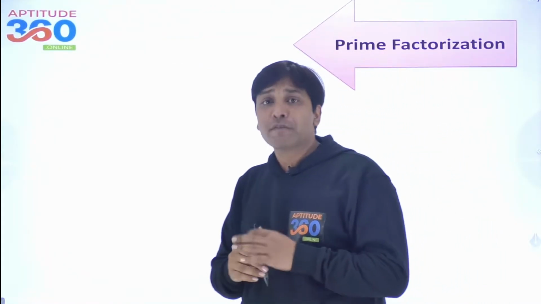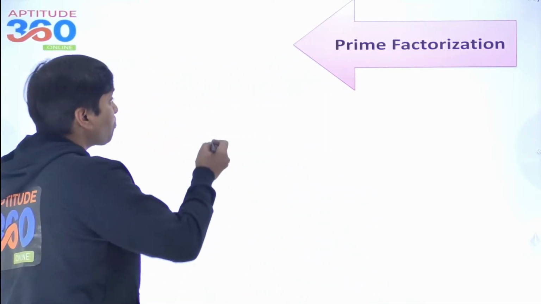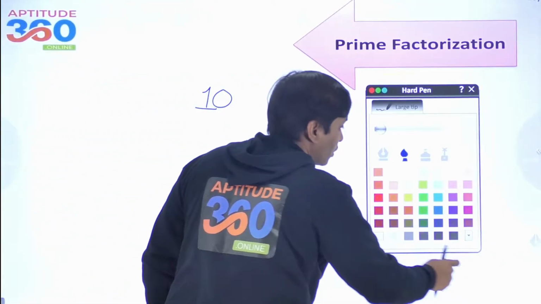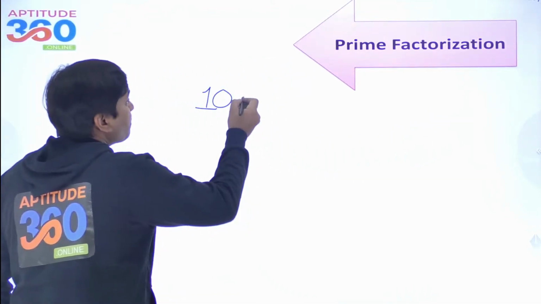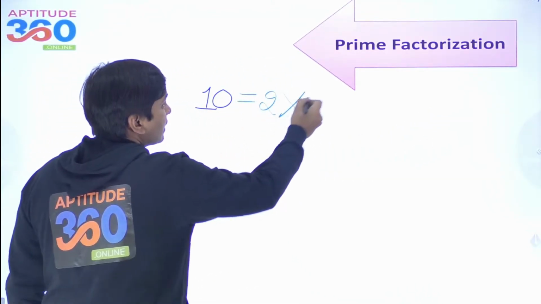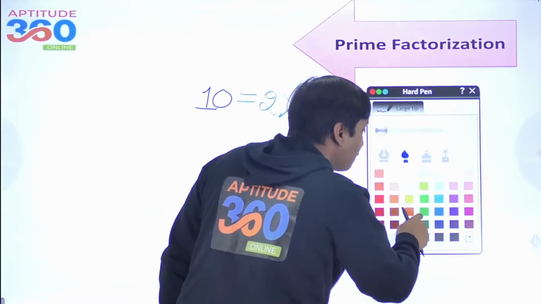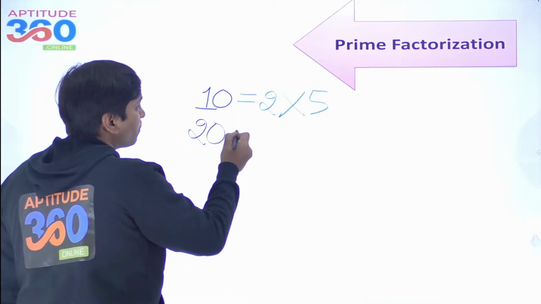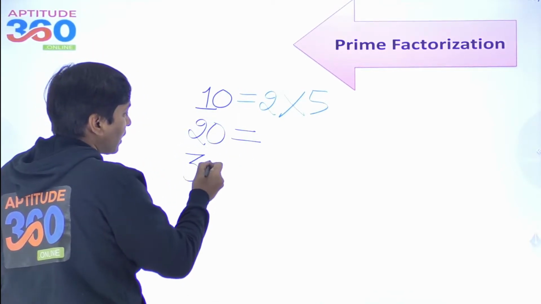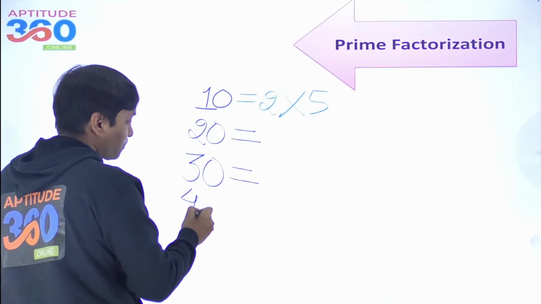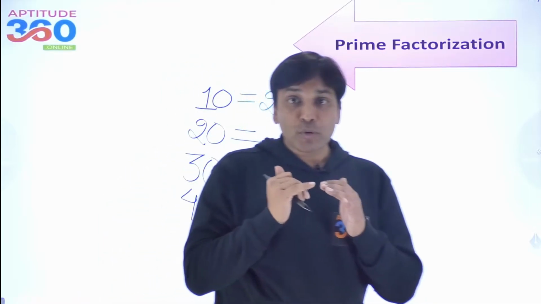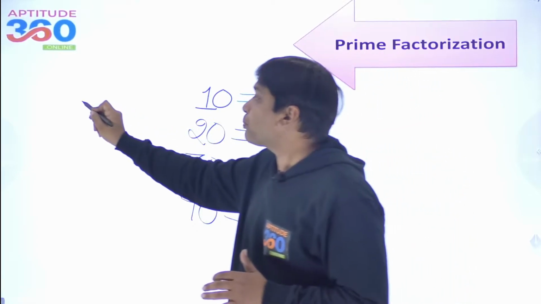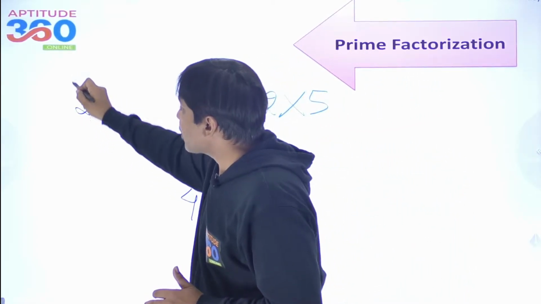Now when I say number of zeros, what am I trying to say? If you do the prime factorization of 10, that's going to be 2 into 5, isn't it? 2 into 5. And do the prime factorization of 20 on your own. I would like you to do the prime factorization of 20, then 30, and then 40. Now let's slow it down because we have to understand it very well. 10, everybody knows, is 2 into 5.